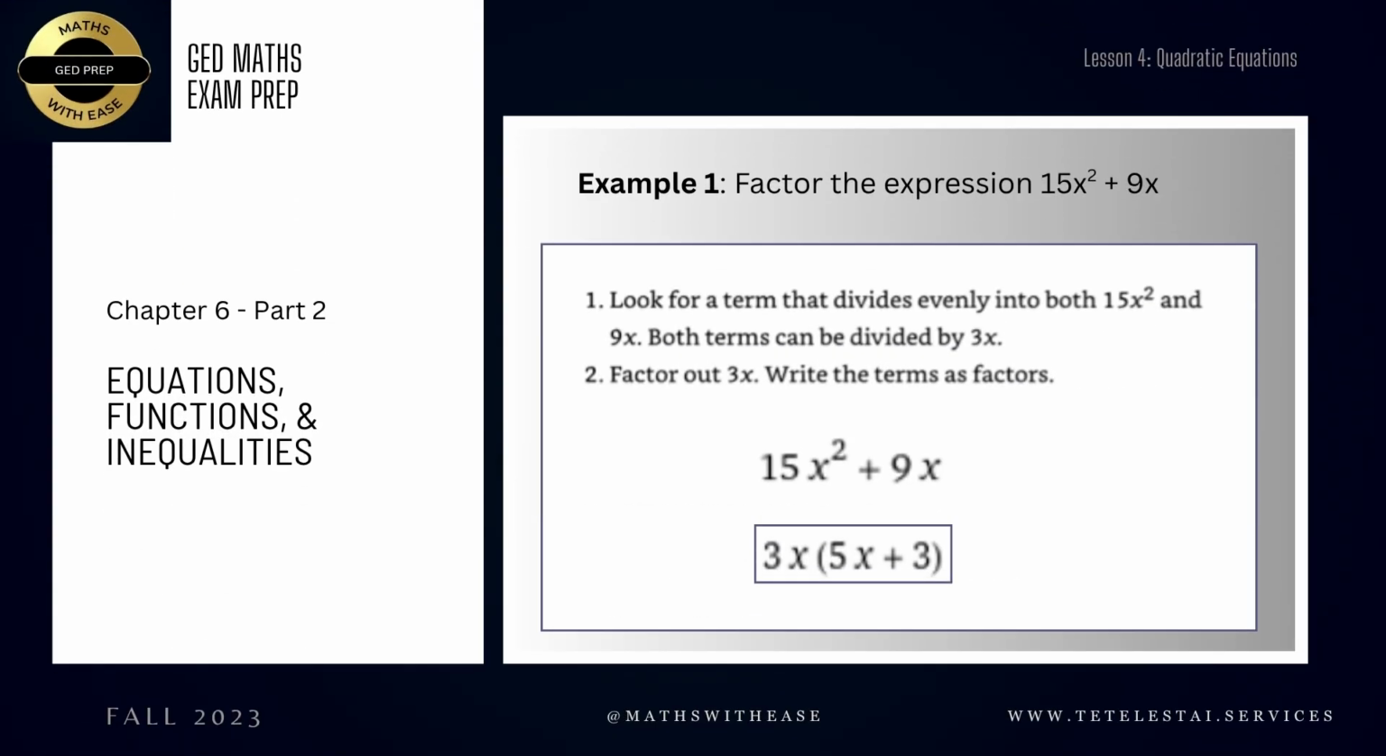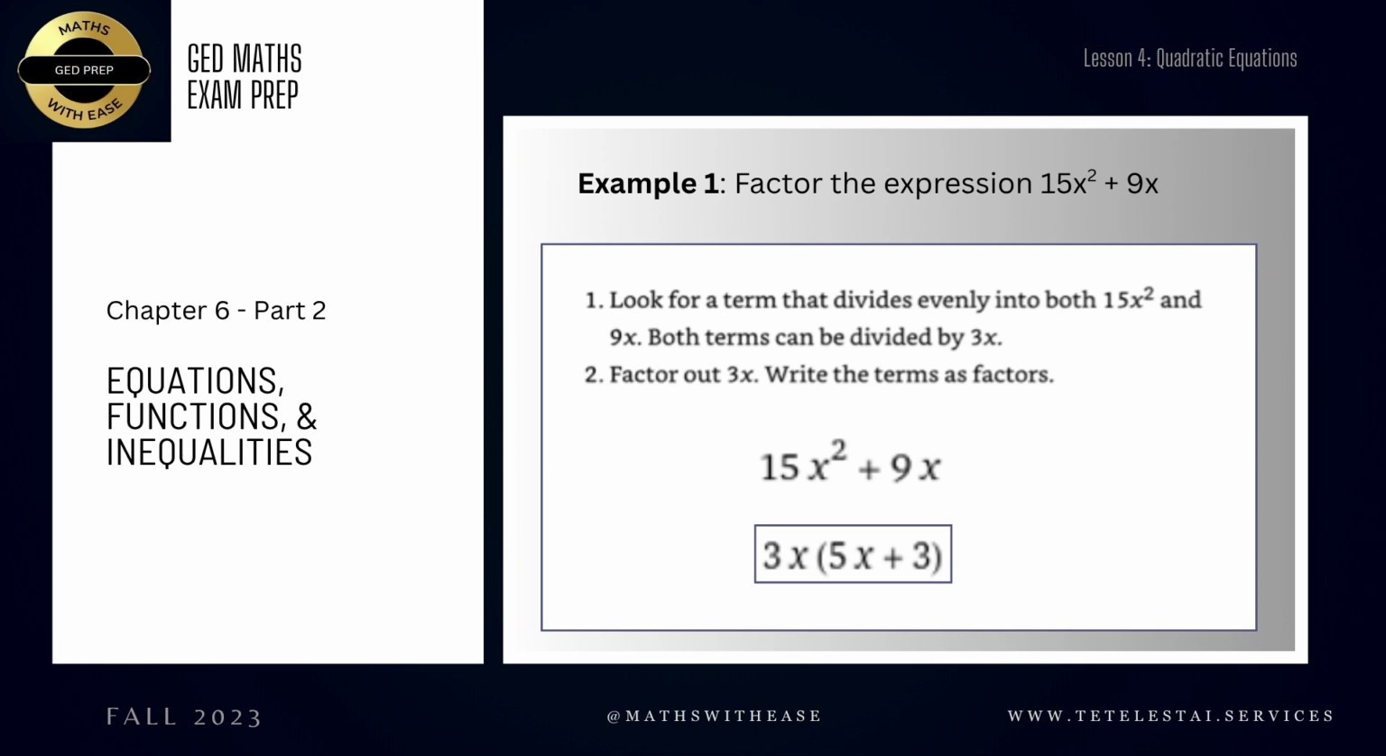So in this example, we're asked to factor the expression 15x squared plus 9x. Essentially, you want to look for a term that divides evenly into both 15x squared and 9x. Both terms can be divided by 3x. Why? Because 3 goes into 9 3 times, and 3 goes into 15 5 times. You can see that both terms contain at least one x. We have x squared with a coefficient of 15, and then we have x with a coefficient of 9. So the lowest common factor between both of them is 3x.